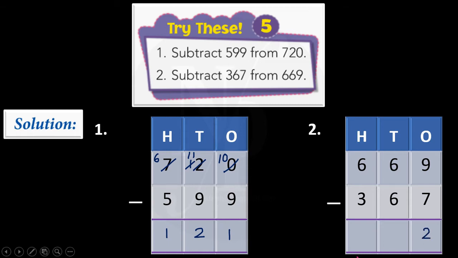And subtracting 6 tens from 6 tens, we get 0. On subtracting 3 hundreds from 6 hundreds, we get 3 hundreds. Therefore, 302 is the difference of 669 and 367.